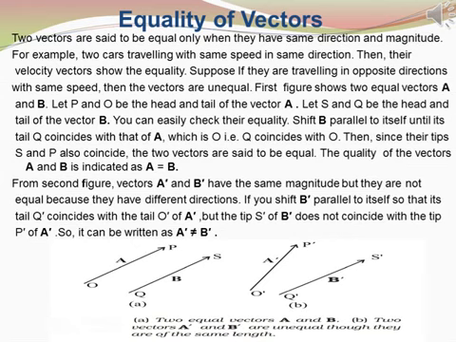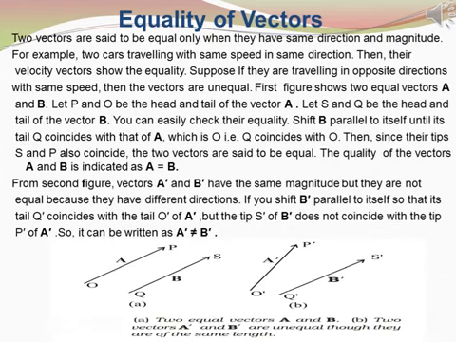That is, Q coincides with O. Then, since the tips S and P also coincide, the two vectors A and B are said to be equal. The equality of these vectors A and B is indicated as vector A is equal to vector B.